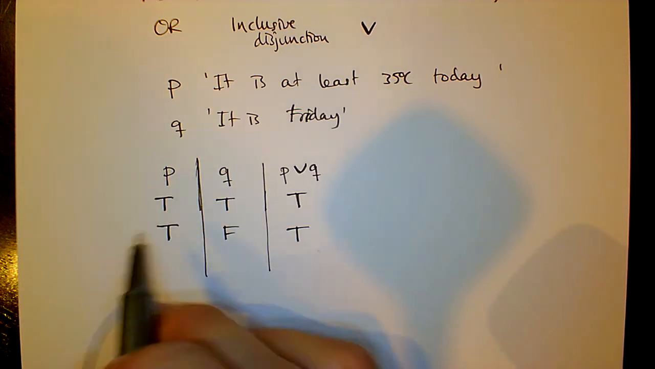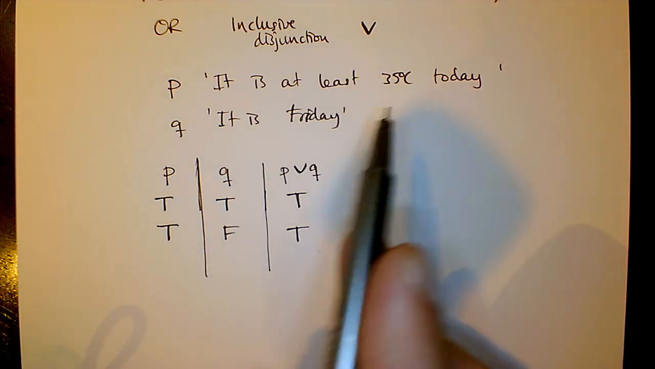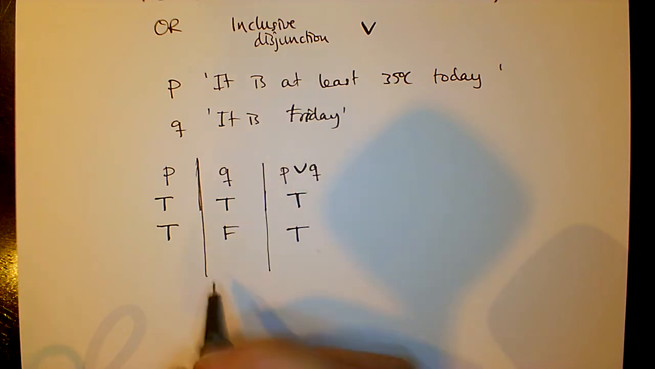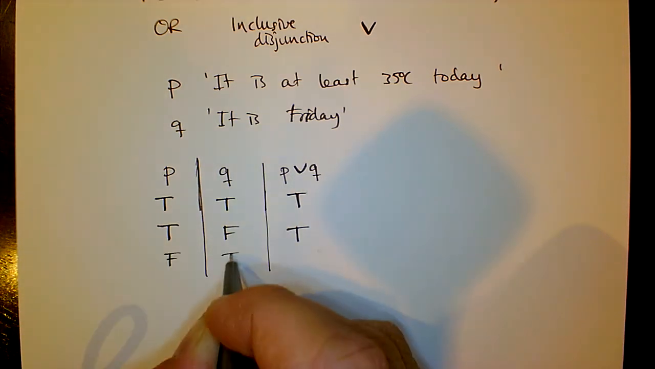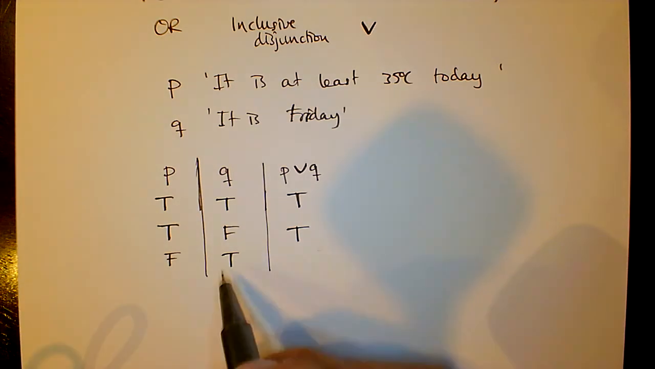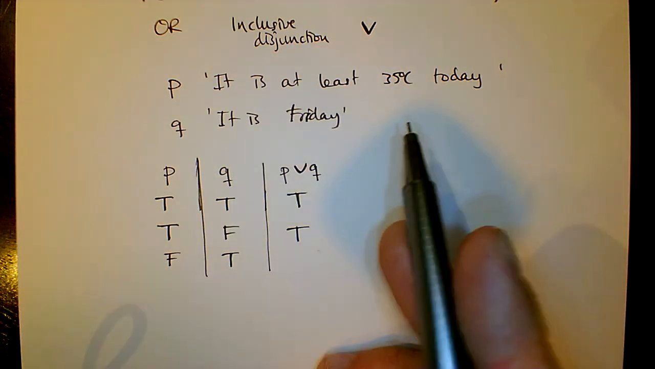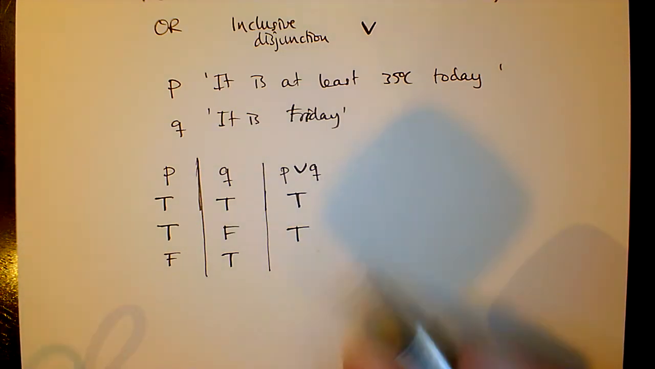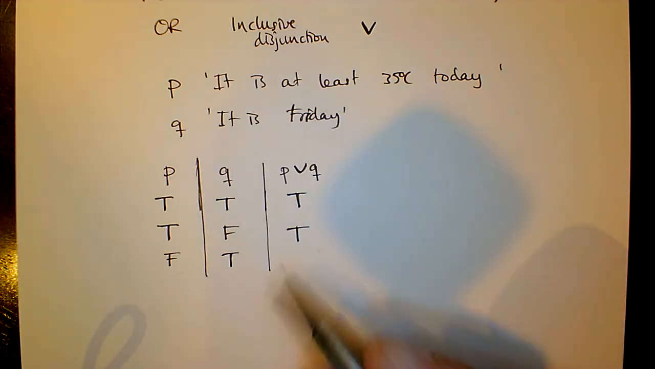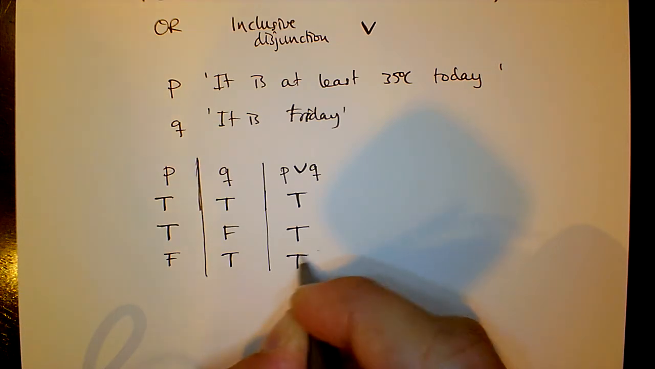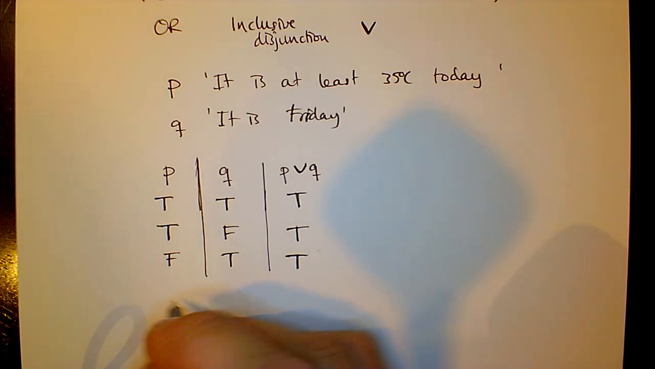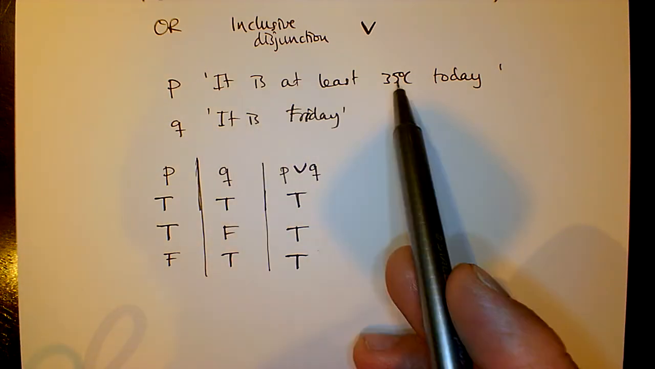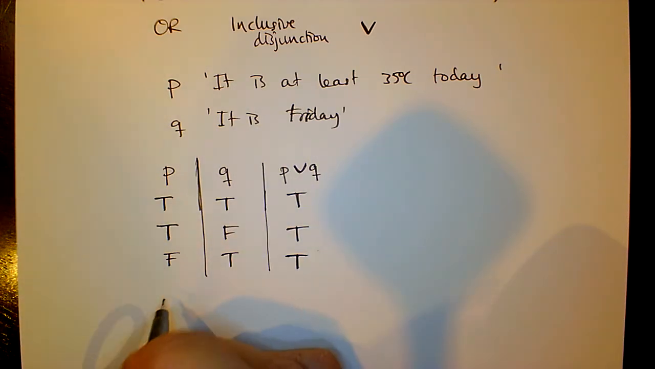If we're then looking at the case where it is not at least 35 degrees Celsius today, so it's less than 35 degrees Celsius, but it is a Friday, so this is false and this is true, then, well, it is not at least 35 degrees Celsius, but it is a Friday, so then it doesn't have to be both. It could be just either in inclusive disjunction, so then this is true as well, that either or both.